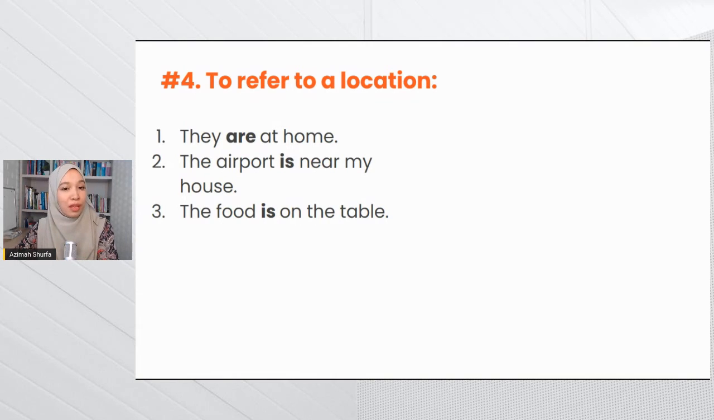Now, we also use the be verb to refer to a location, right? For example, they are at home. Another example is, the airport is near my house, and that's the truth, because sometimes I hear airplanes outside. Right, the airport is near my house, and the food is on the table. So they, the subject, are, and then I'll put the location at home. The airport subject, the food subject. After the subject, we have a be verb. Okay, all right.